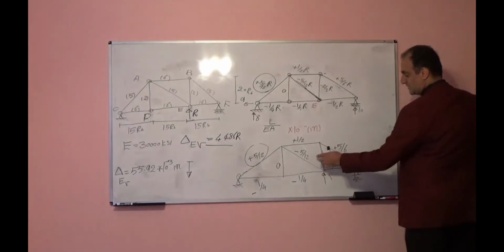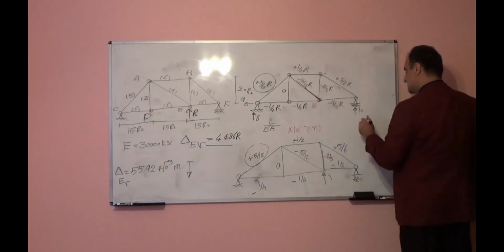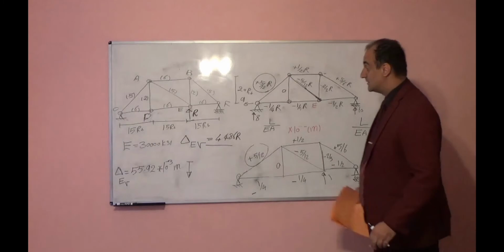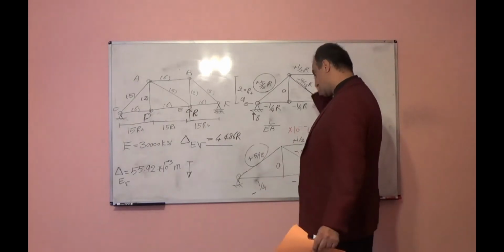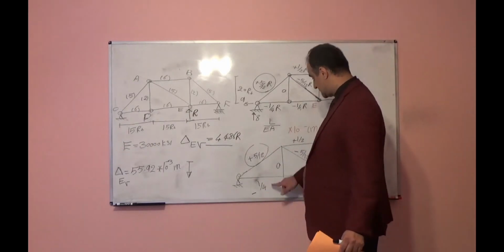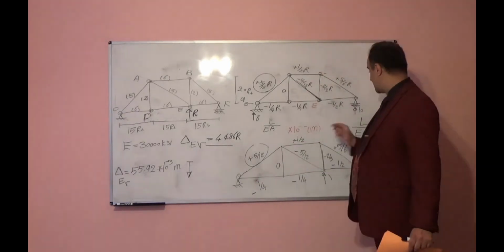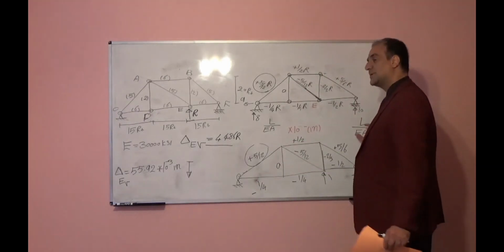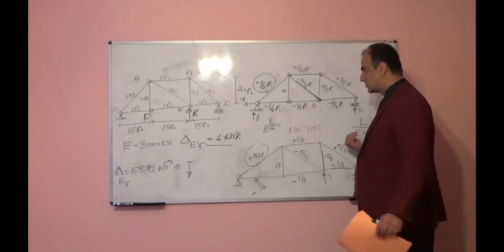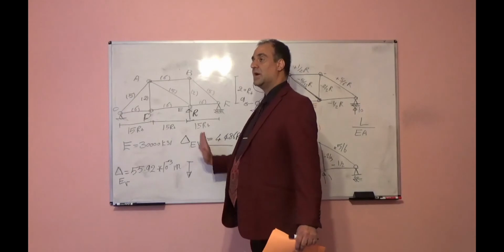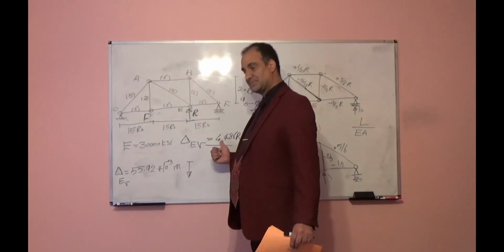So we will multiply this force by this force times, for each member, the length divided by EA. We can calculate that. Then we will add all together. This member to this member, this member to this member, and so on, times the length for each member divided by EA. We will add all together. We will find the deflection of point E upward in the vertical direction.